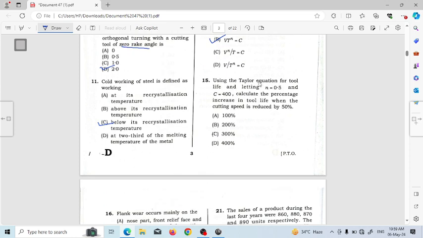Next, using Taylor equation of tool life, letting n value is 0.5 and C is equal to 400, calculate the percentage change in tool life when the speed is reduced to 50%. So calculate in the next page.